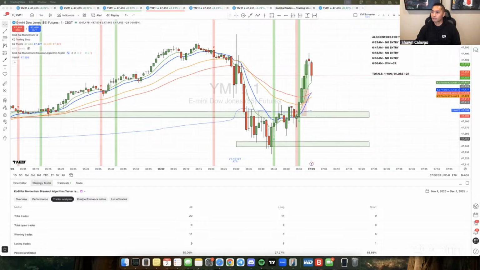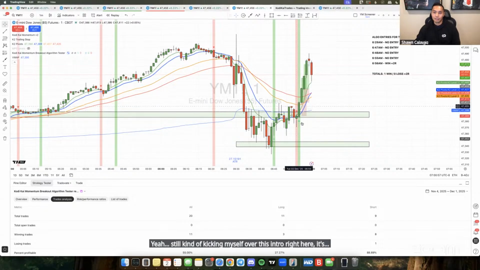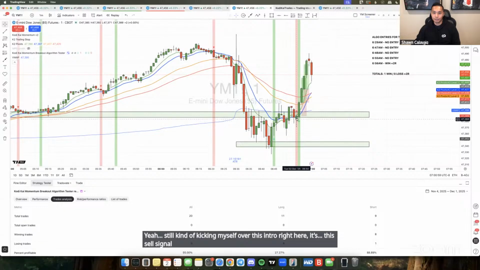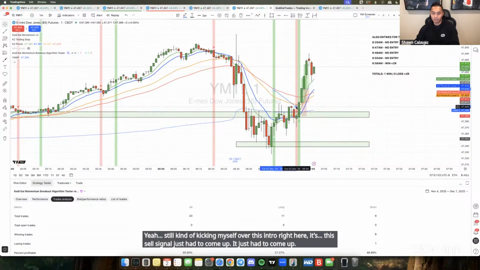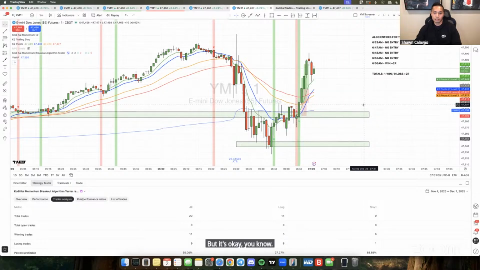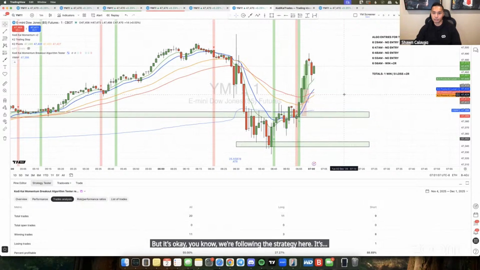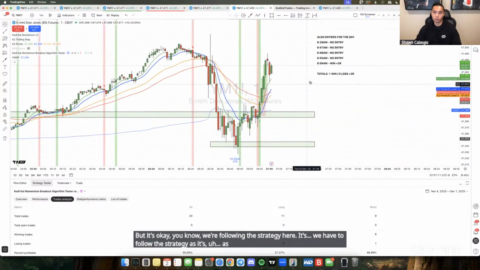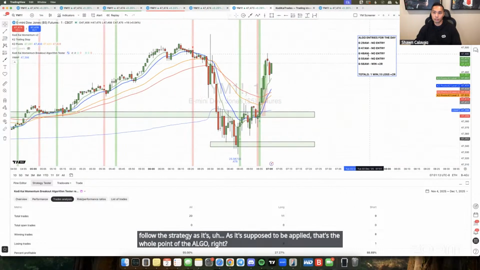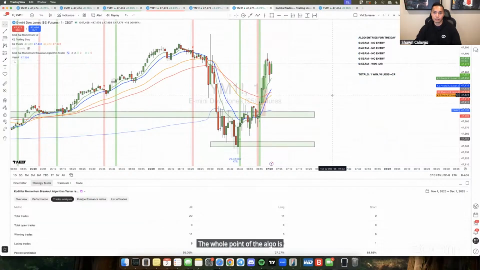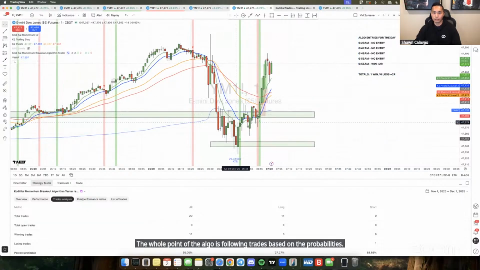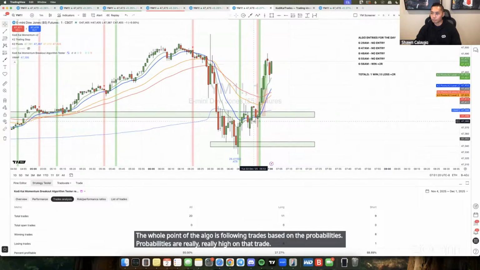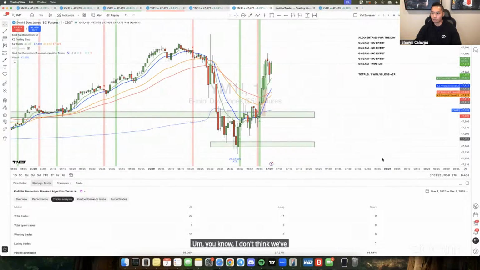Yeah, still kind of kicking myself over this entry right here. This sell signal just had to come up. It just had to come up. But it's okay. We're following the strategy here. We have to follow the strategy as it's supposed to be applied. That's the whole point of the algo, right? The whole point of the algo is following trades based on the probabilities. Probability is really, really high on that trade. I don't think we've had something above a 70% in a while.